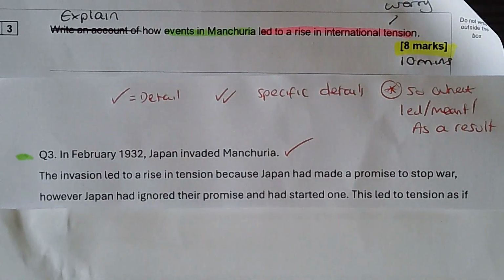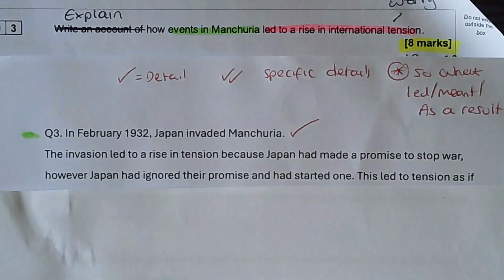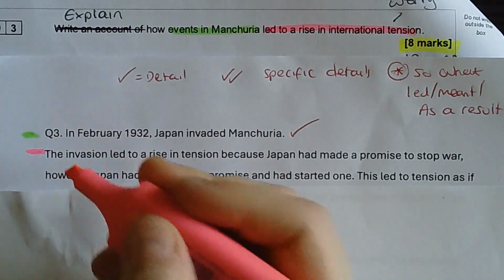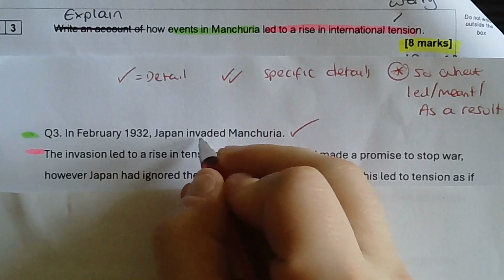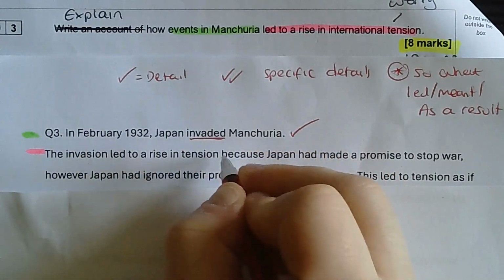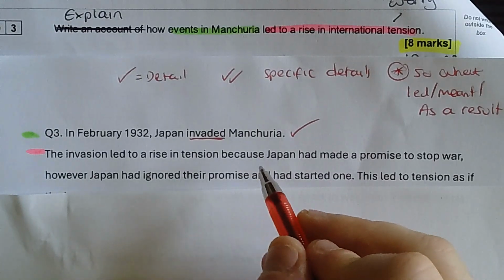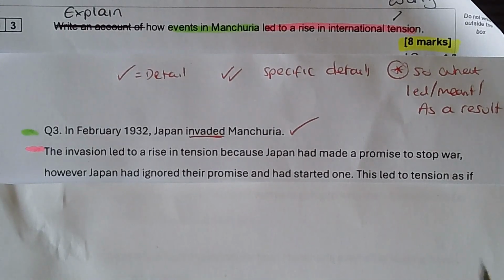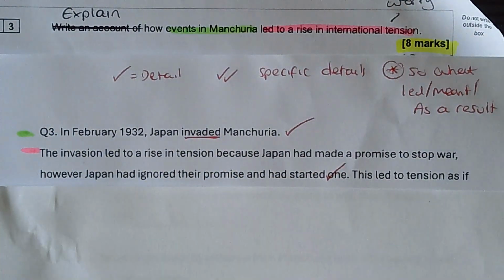What I've done then is I've gone straight into talking about how it led to a rise in international tension. I've talked about Japan invading Manchuria here, so the next sentence has to be about the invasion. The invasion led to a rise in international tension because Japan had promised to stop war. However, Japan had ignored their promise and started one. That has some detail because obviously they had promised to stop the war.